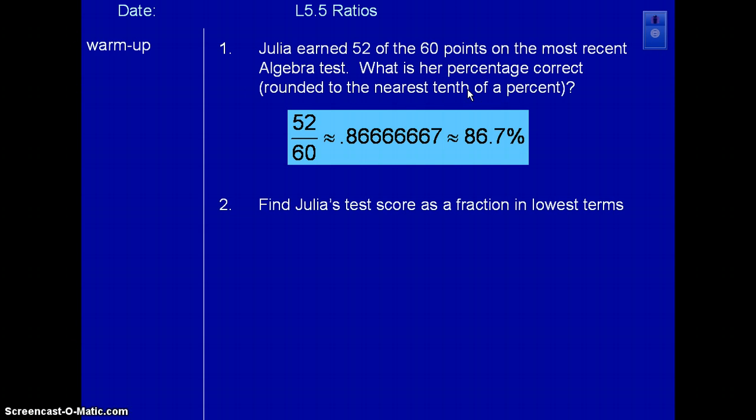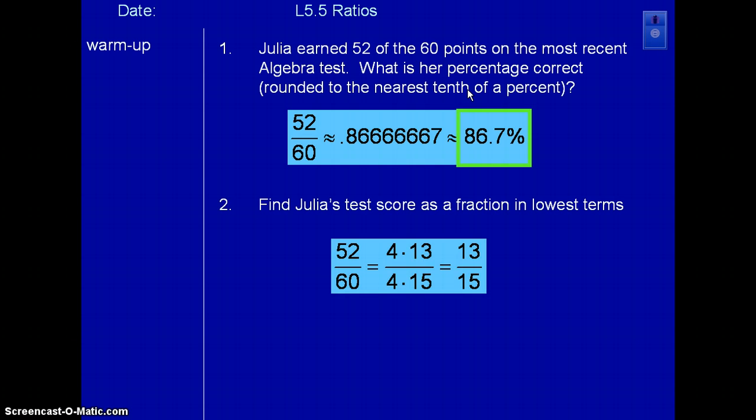In number 2, find Julia's test score as a fraction in lowest terms. Her test score as a fraction is 52 out of 60. There's a factor of 4 in both the 52 and the 60. If we remove the factor of 4, we come up with 13/15.